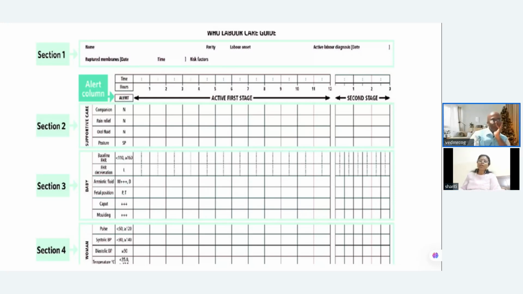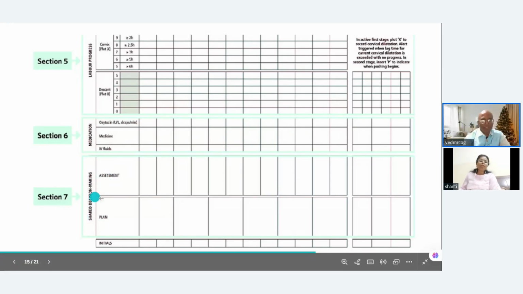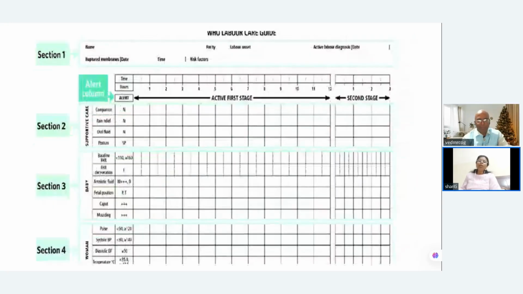No, actually I got what you said, that this is a very good way of monitoring, and there are seven sections in this chart. And the last one which you mentioned, I like that it is shared decision making, because we are involving the patient and their partner also, and the rest of the sections I also understood.